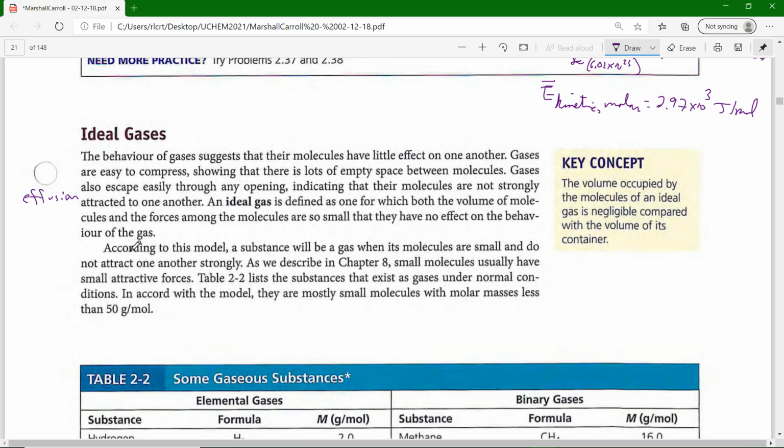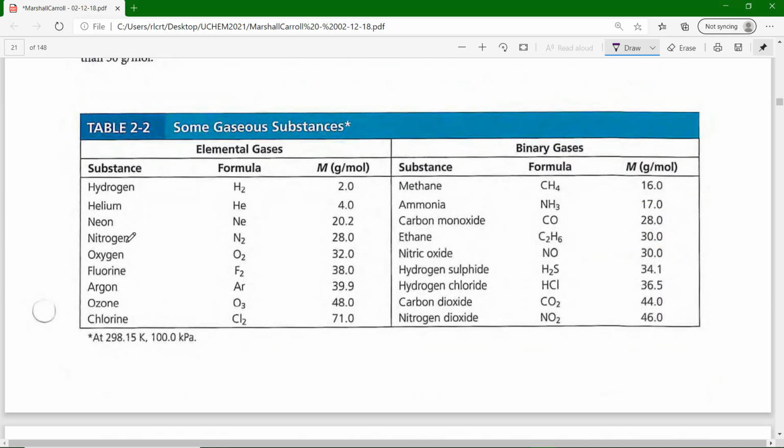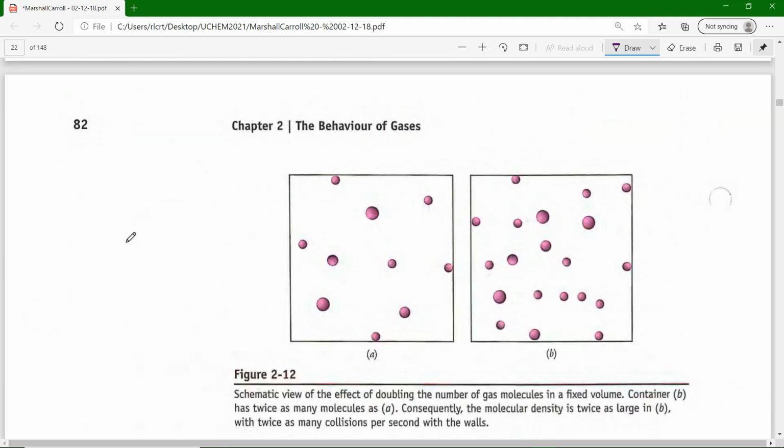Small molecules usually have small attractive forces, and they're more likely to be ideal gases than larger molecules. Mostly small molecules with molar mass less than 50 grams per mole are considered to be ideal. So here we have a list of some common gases and their molar masses. I rhymed. Common gases and their molar masses. All these ones here, at roughly room pressure and temperature, are good contenders to be ideal gases.